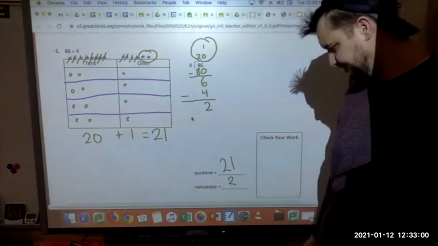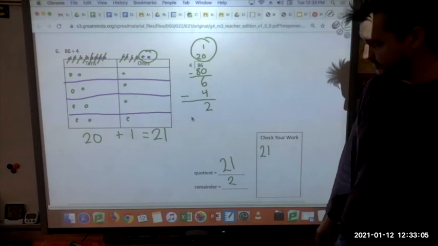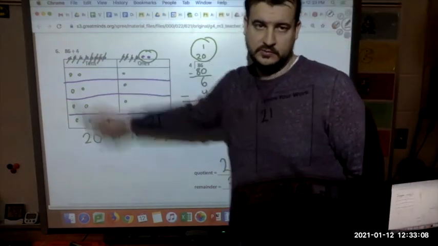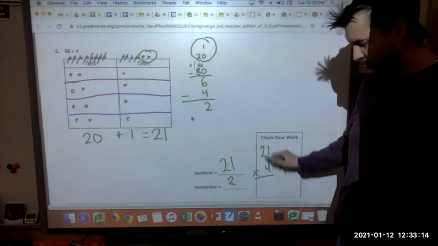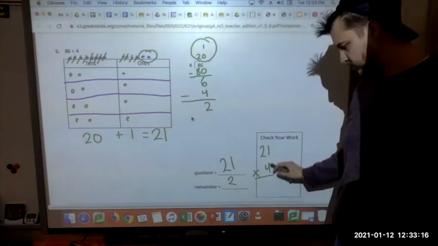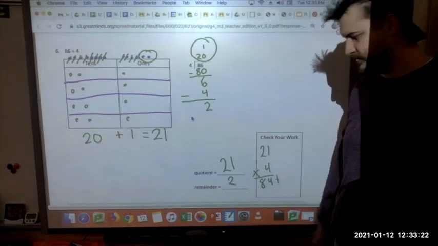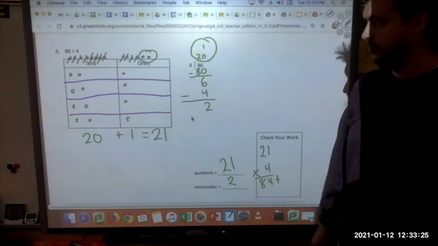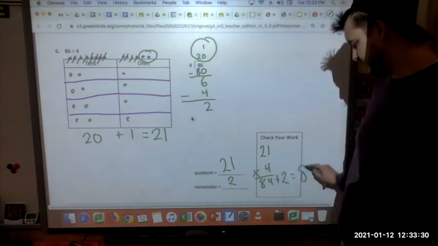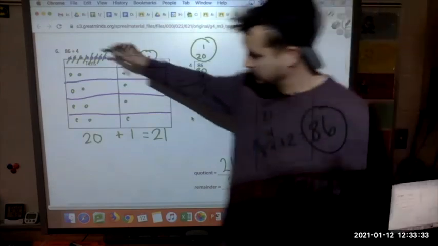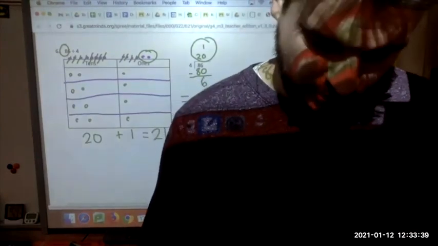To check my work, I'm going to plug this in. 21 times my divisor, which was 4. Hopefully you didn't do times 2. 21 times 4. 4 times 1 is 4. 4 times 2 is 8. I get 84 plus my remainder, 2. And I get 86, which is my dividend. So it checks out. I'm a genius. So smart.